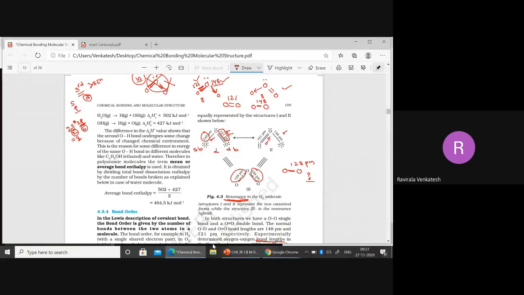Why? Because of the resonance. Because of resonance, what happened? Neither does it have single bond character, nor double bond character. It has intermediate properties between a single bond and a double bond. That is the reason. 128 is between what? 121 and 148. Right? So this is the explanation.